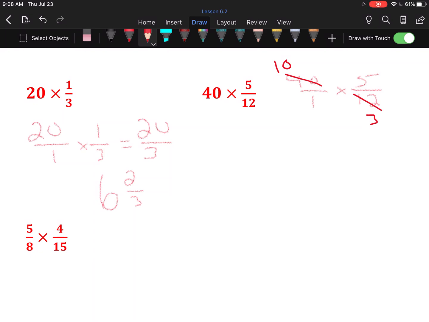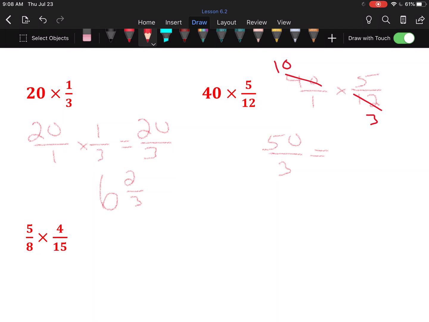So, this is called simplifying before you multiply. You want to get in the habit of doing this. It makes your life easier. Now we go back to multiplying straight across like we've been doing. 10 times 5 is 50. 1 times 3 is 3.